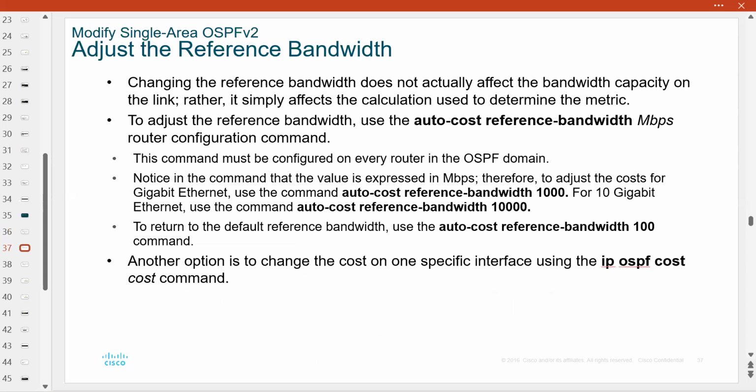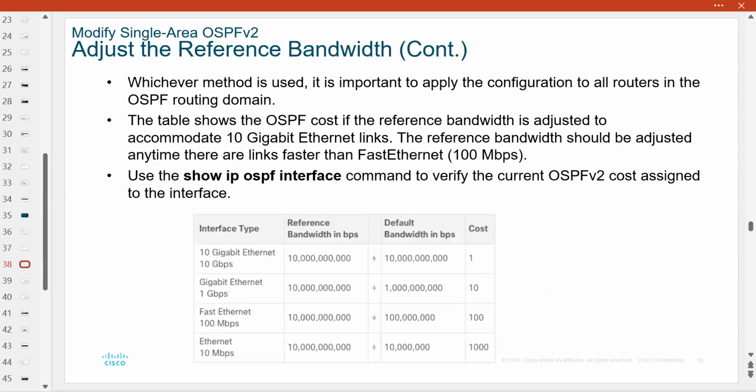Right, so we have two commands which can be used to manipulate that. We change the reference bandwidth, number one, or we change the cost itself using the ip ospf cost command. Auto adjust the reference bandwidth. Okay, it's there. The calculations are there.